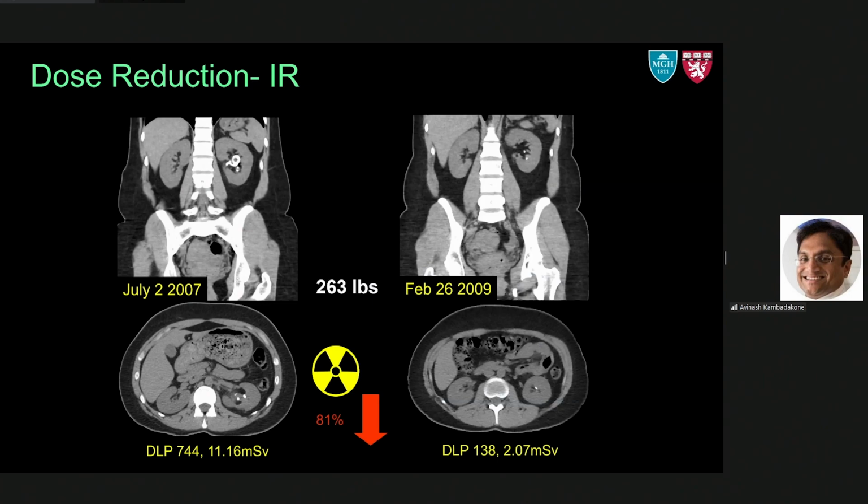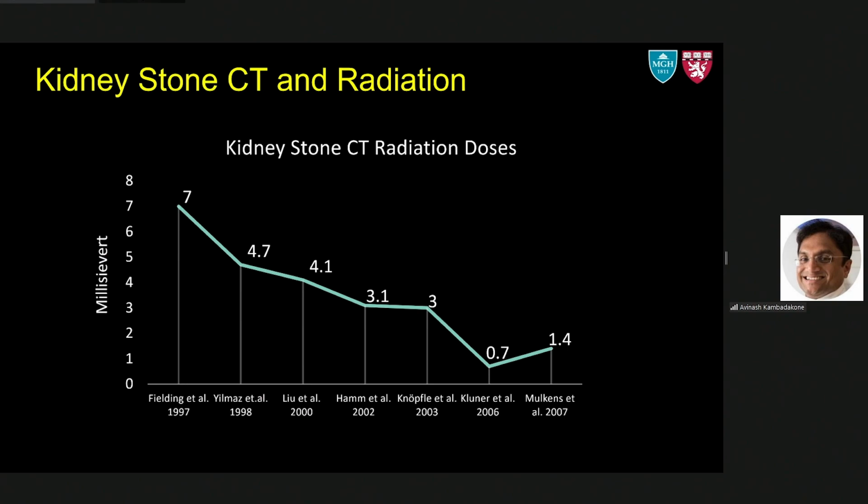This is an example of a patient in whom dose reduction strategies and an iterative reconstruction algorithm were applied. And you can see the follow-up scan in 2009 led to a radiation dose of nearly 2 millisieverts compared to 11 millisieverts on a prior scan. Now, despite the dose reduction, you can see that the image quality and the diagnostic performance are comparable. If you look at the literature and the timeline over the years, these dose reduction techniques have led to a significant reduction in dose associated with stone protocol CT.